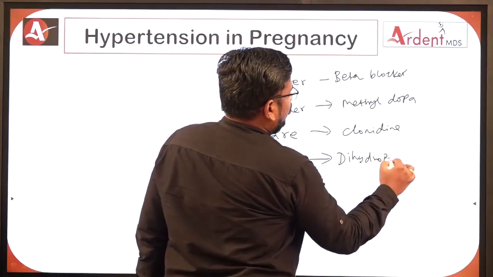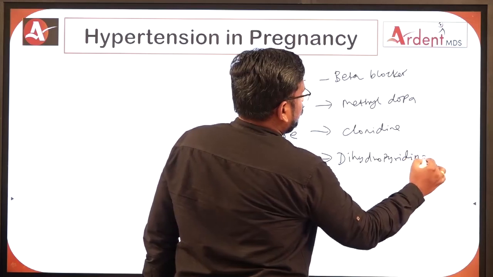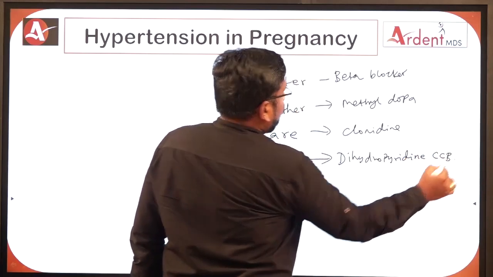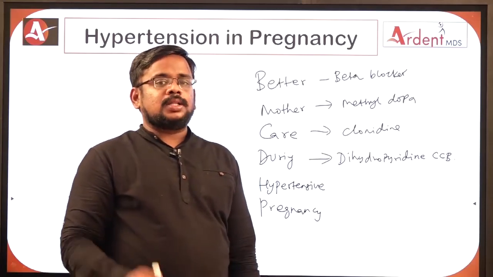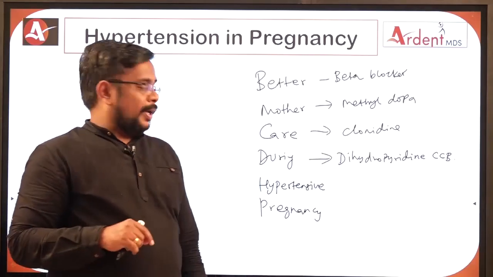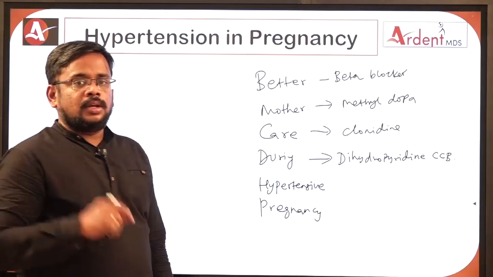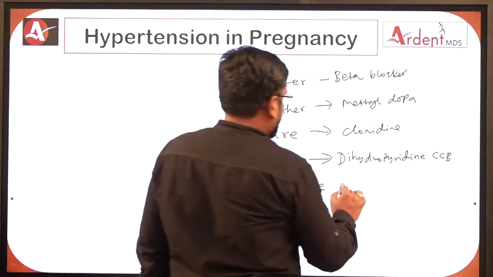What are these dihydropyridine calcium channel blockers? Nifedipine, amlodipine, nicardipine, all of these come under dihydropyridine calcium channel blockers. Hypertensive, hydralazine.